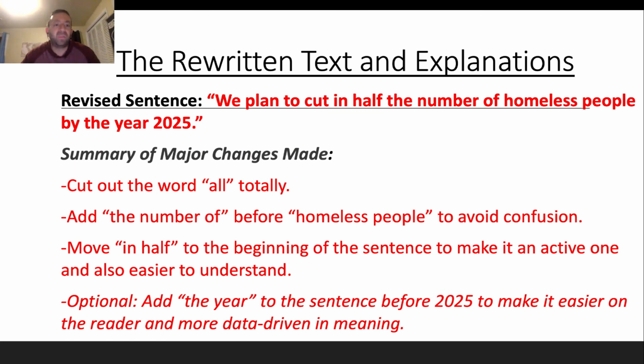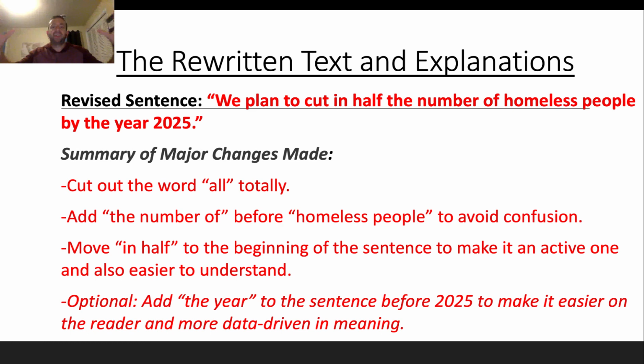So here we have the revised sentence, and I think you'll like this one. We plan to cut in half the number of homeless people by the year 2025. So we didn't add too much to it. It's about 15 words, which is about average, pretty good for a more complex sentence. So again, we're not changing that.